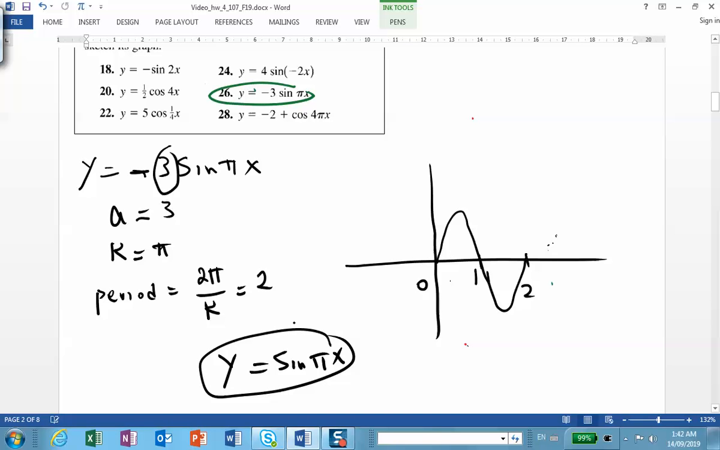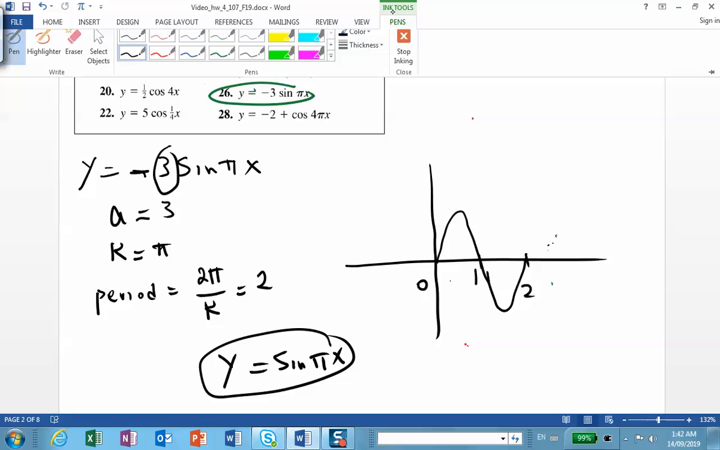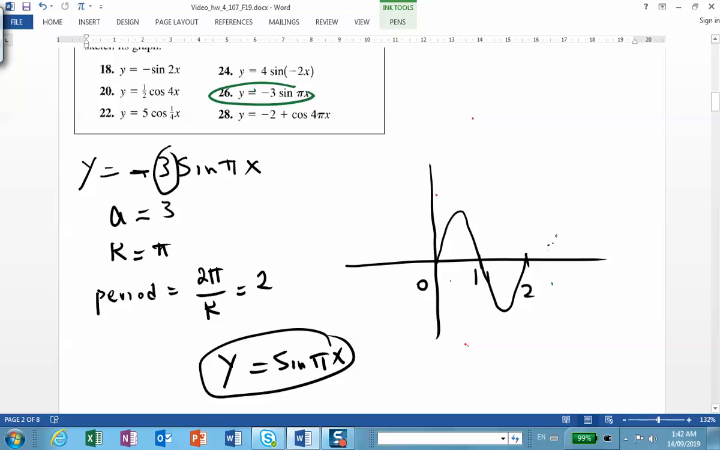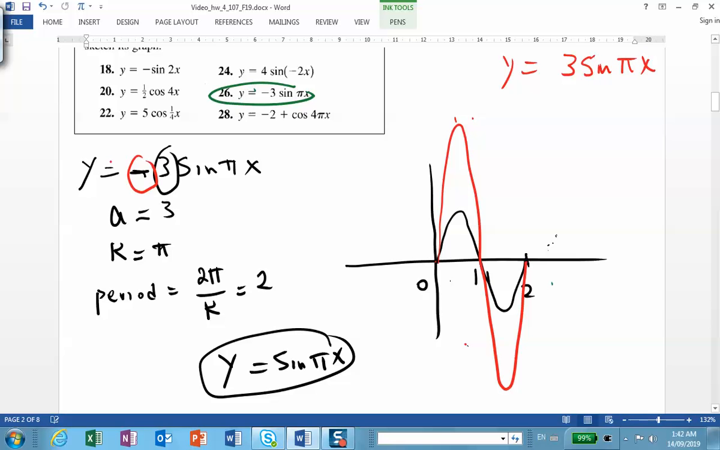Now I have minus 3. The first thing I'm going to do is increase everything by a factor of 3, stretch everything by a factor of 3. So the red one is 3 sine of pi x. But I also have a minus sign here. That means that everything is going to get reflected or mirrored with respect to the x-axis.